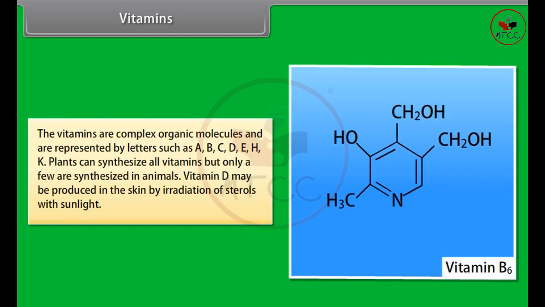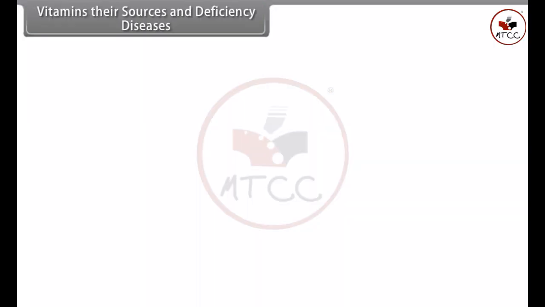The vitamins are complex organic molecules and are represented by letters such as A, B, C, D, E, H, and K. Plants can synthesize all vitamins, but only a few are synthesized in animals. Vitamin D may be produced in the skin by irradiation of sterols with sunlight. Vitamins, their sources, and deficiency diseases.